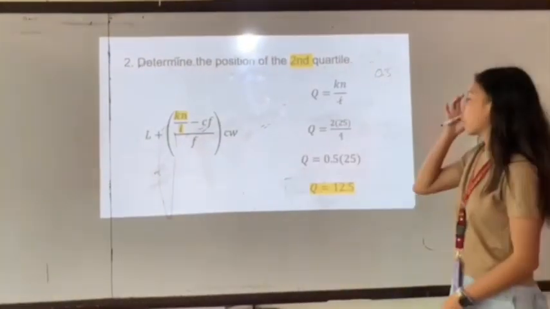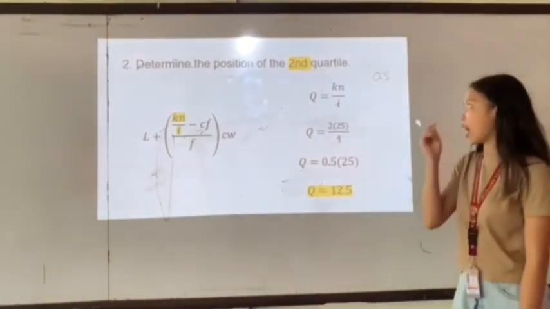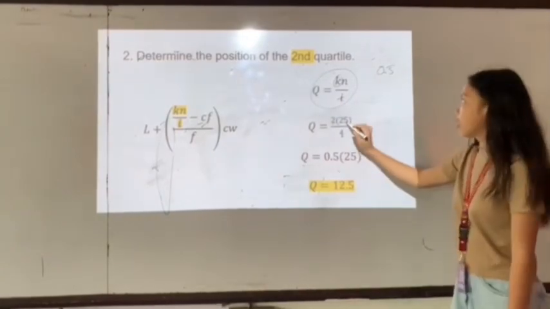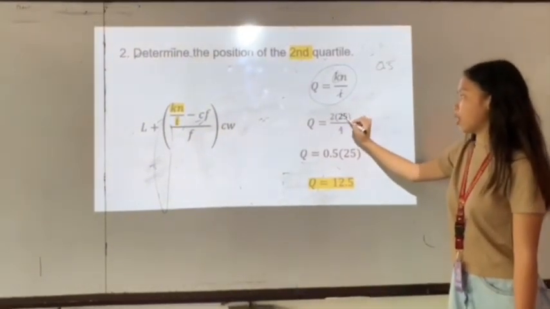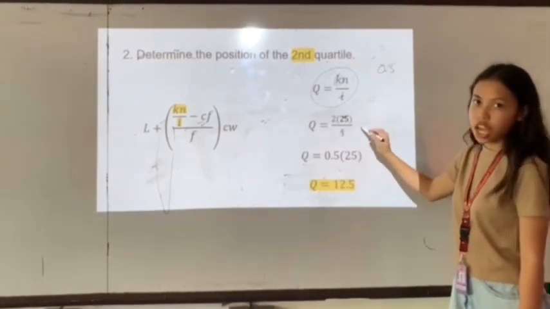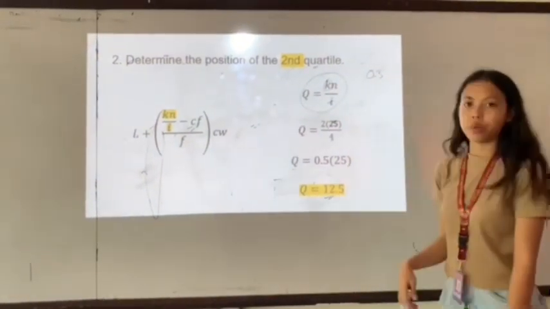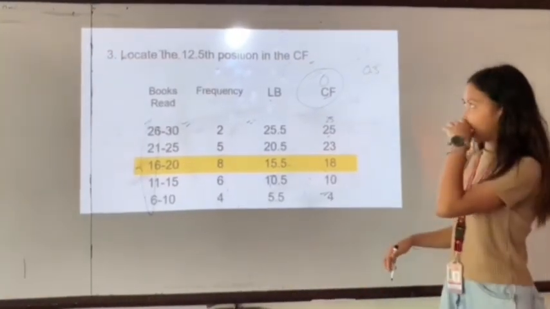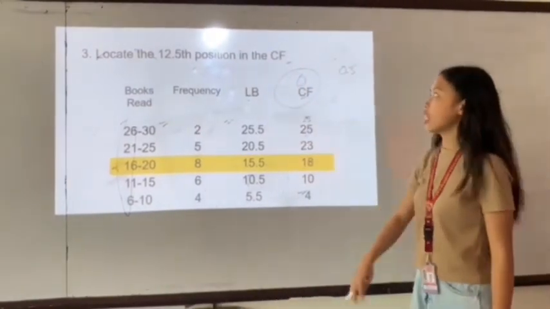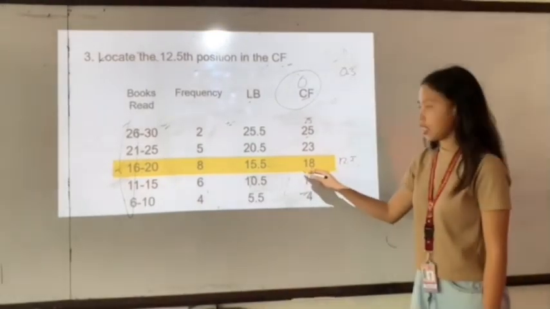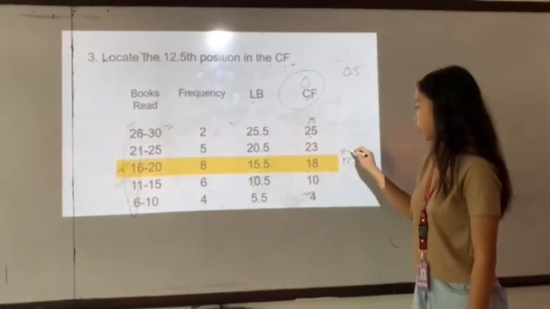Next is to get the second quartile. This is the formula. The K would be 2, for the second quartile. The N would be the number of students, 25, divided by 4 since we are looking for quartile. And solving it, we get 12.5. Next is to locate the 12.5 position in the cumulative frequency. So the 12.5 belongs to 18, since the range for 18 is 11 to 18.